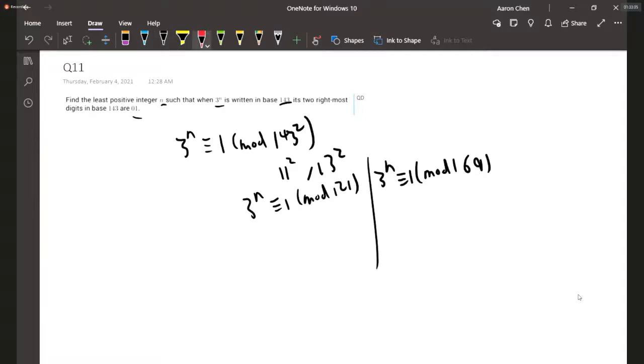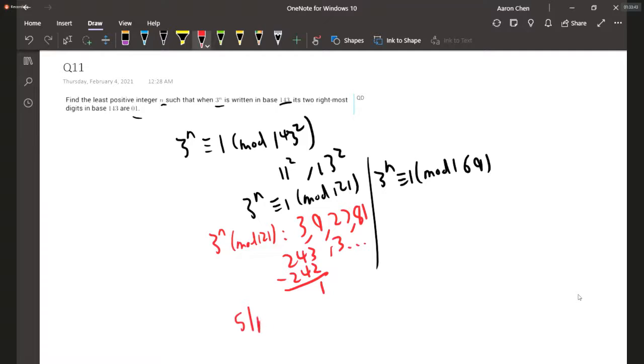So first of all, 3 to the n is congruent to 1 mod 121. So 3 to the 1 is 3, 3 squared is 9, 3 cubed is 27, 3 to the 4th is 81, and then 3 to the 5th is 243, and mod 121 is 1. And then it repeats again. And so what this tells us is that 5 divides n.